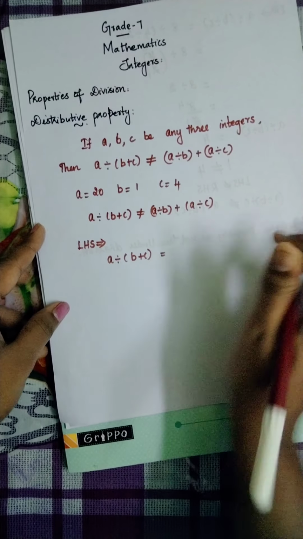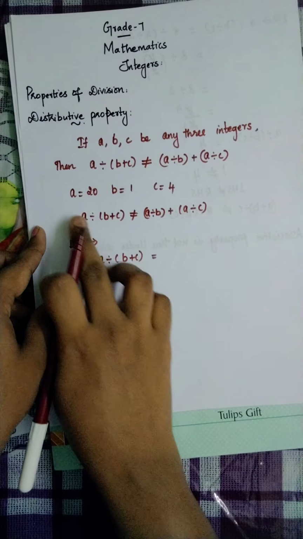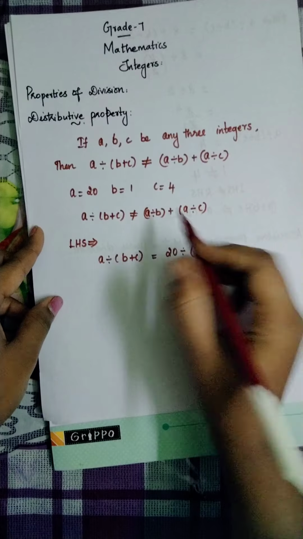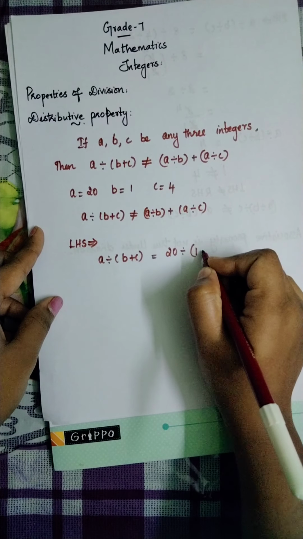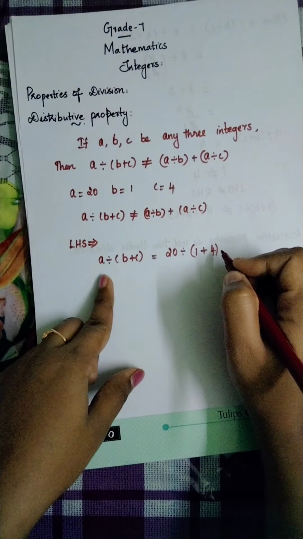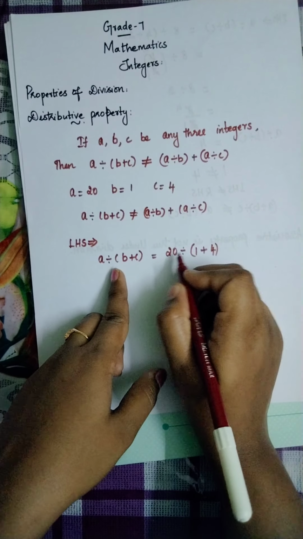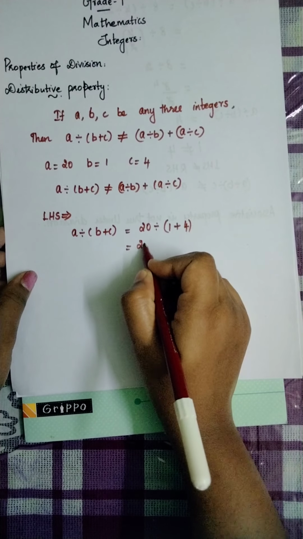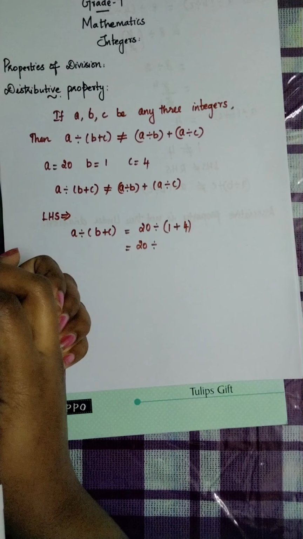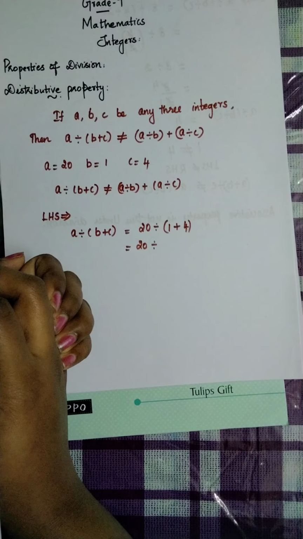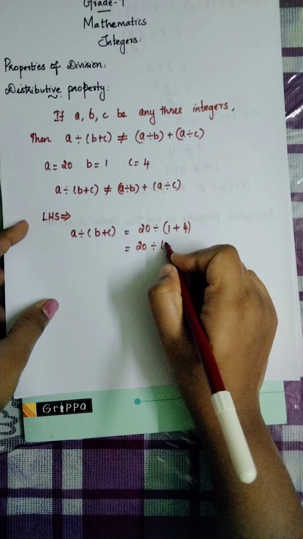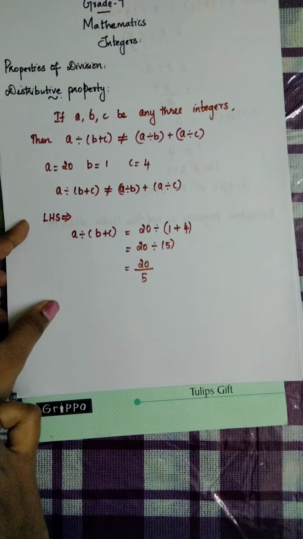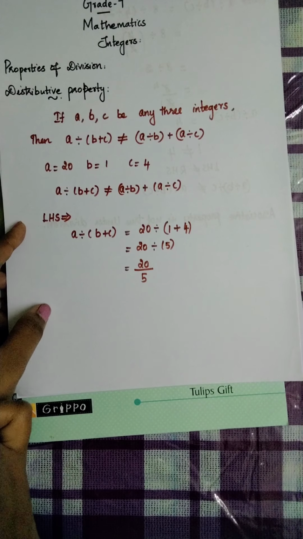We are going to substitute all the values. What is the value for a? Value for a is 20. Yes, 20 divided by (value for b is 1 plus value for c is 4). So a divided by (b plus c) is 20 divided by (1 plus 4). What is 1 plus 4? Just add both the values. Yes, very good. 1 plus 4 is 5. So 20 divided by 5.